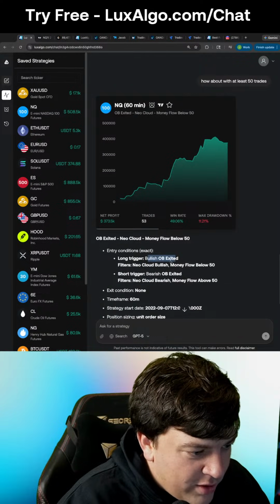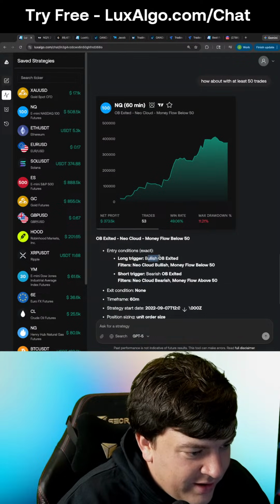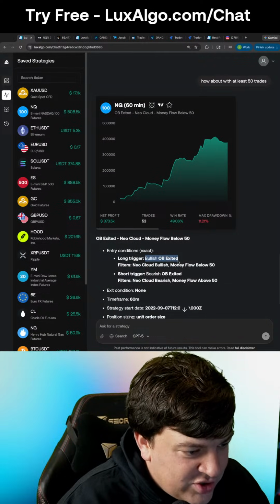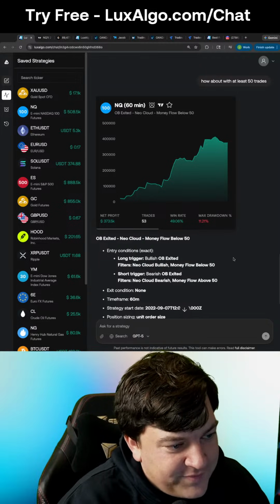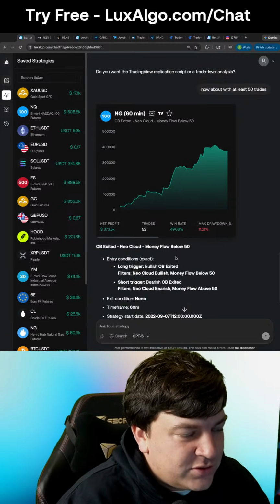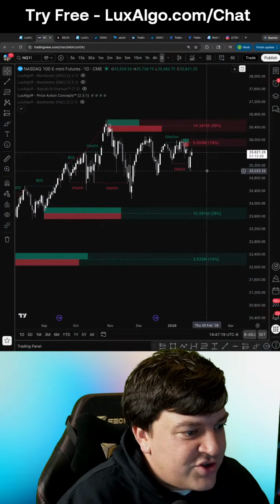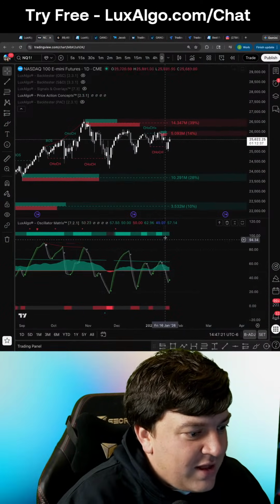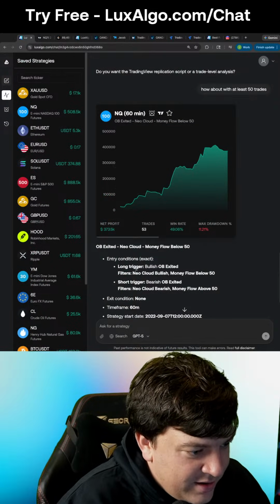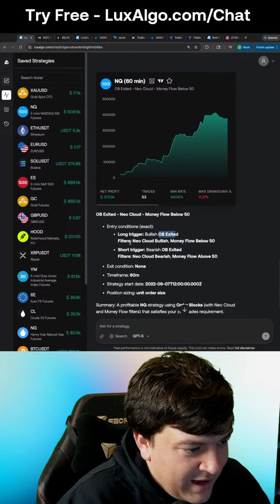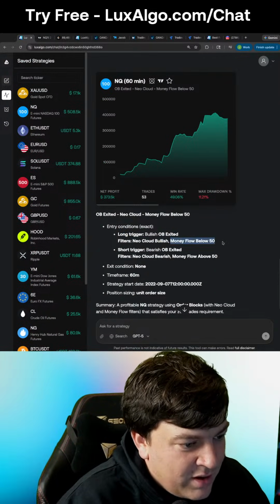So this one's an order block exit. Long trigger, it exits a bullish order block, and the NeoCloud's bullish and money flow is below 50. So it's kind of a reversal based strategy. Essentially, it's utilizing the money flow as well. So for this strategy: long trigger, bullish order block exited, NeoCloud bullish, money flow below 50.